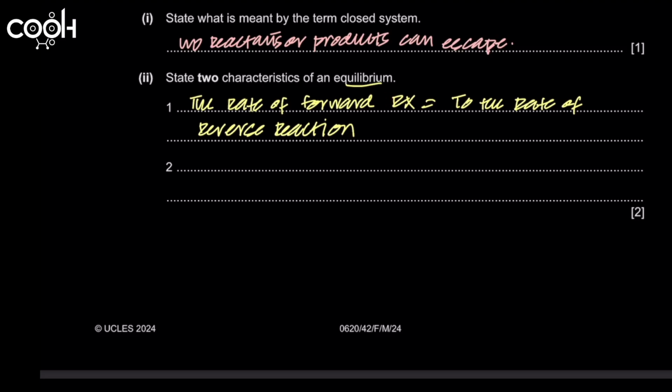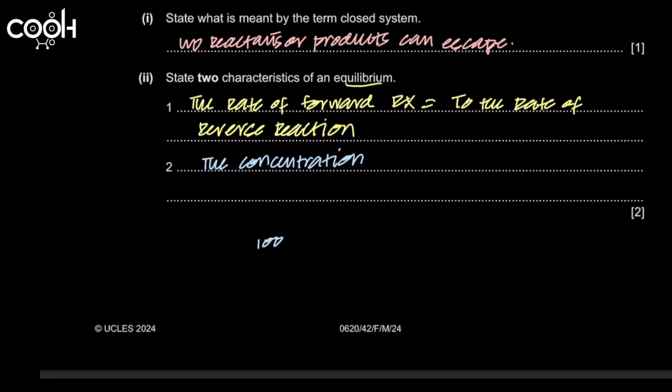And equilibrium means that the concentration of reactants and products are going to remain constant, right? The amounts of reactants and products are going to be constant. So the concentrations, they're not equal. Please, if you write equal, 0 marks. They're not equal, but they're constant, right?